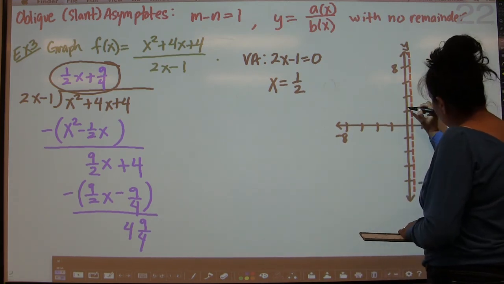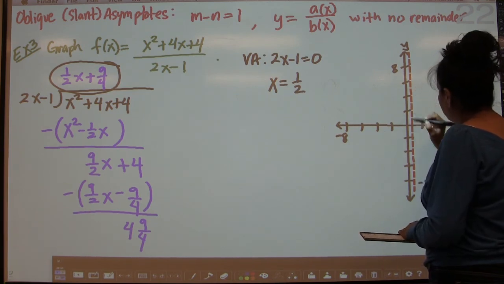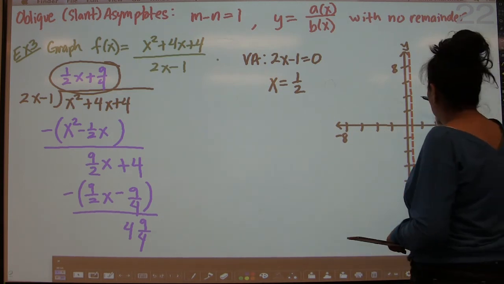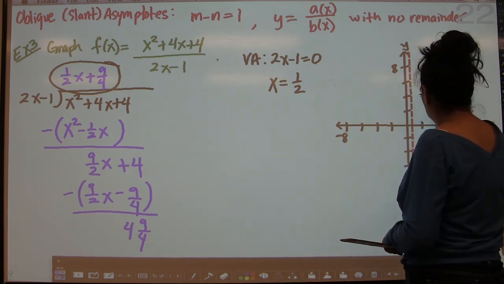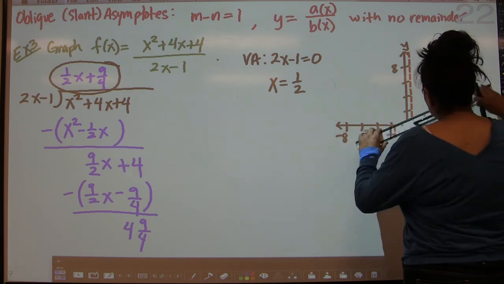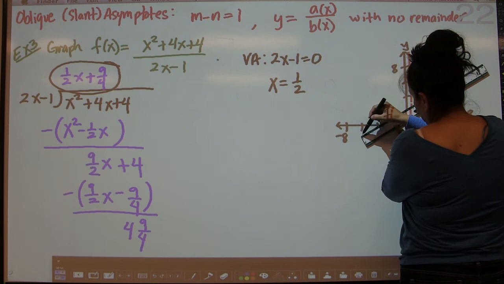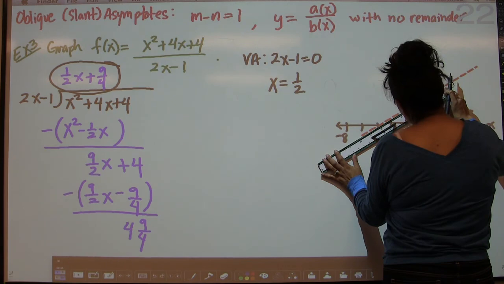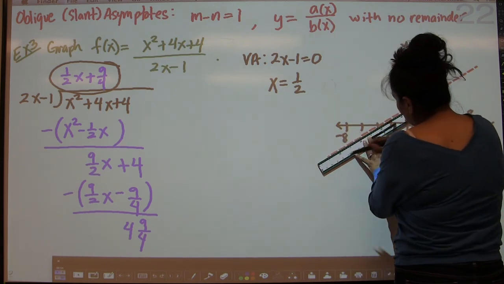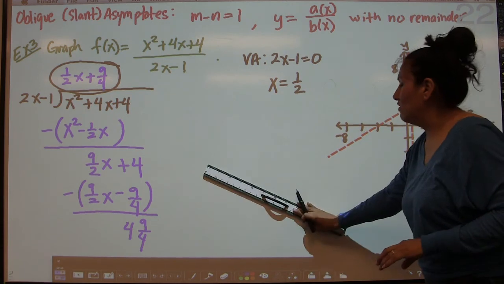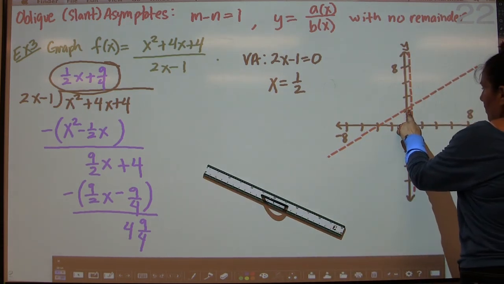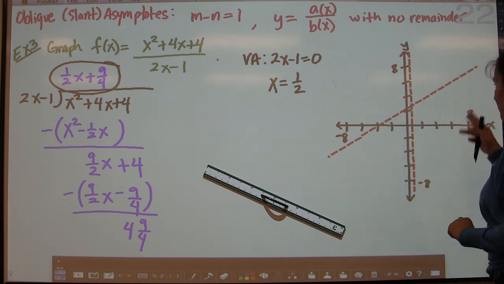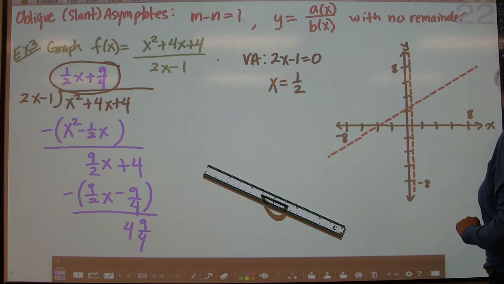So something like right here is your y-intercept, and the slope is going to be up 1 over 2. So it's going to be up 1 over 2, right there. So it's basically going to be like this. Okay, so you're graphing the slant or oblique asymptote like you would a normal linear function, with the y-intercept being 2 and 1/4, and then I'm going up 1 and over 2 approximately, and that's how you get your oblique asymptote.